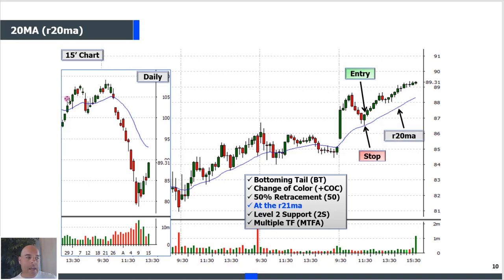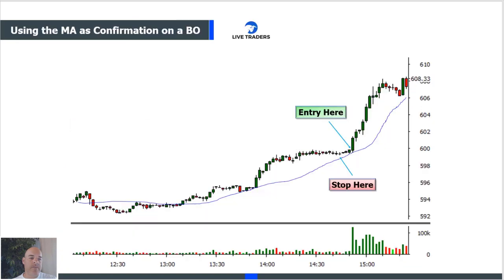So this is, once again, multiple concepts converging in an area. Bottoming tails, change of color, 50% retracement, rising moving average, level 2 support, multiple time frame analysis, daily and 15. It's just one more indicator, which makes it one more step more reliable, if that makes sense, right? So this is using the moving average with multiple other concepts.